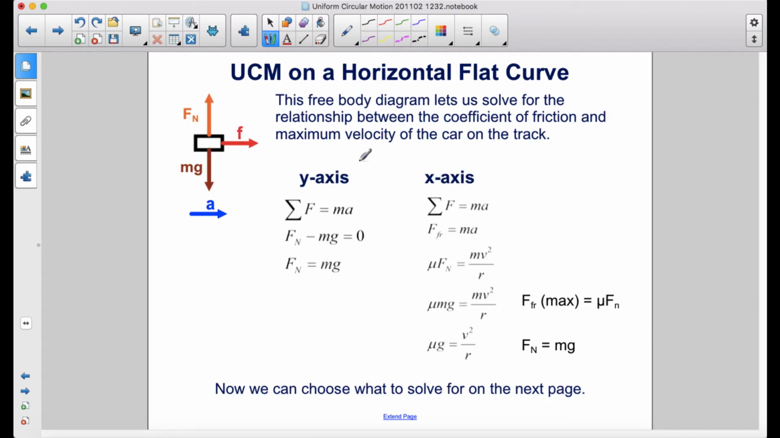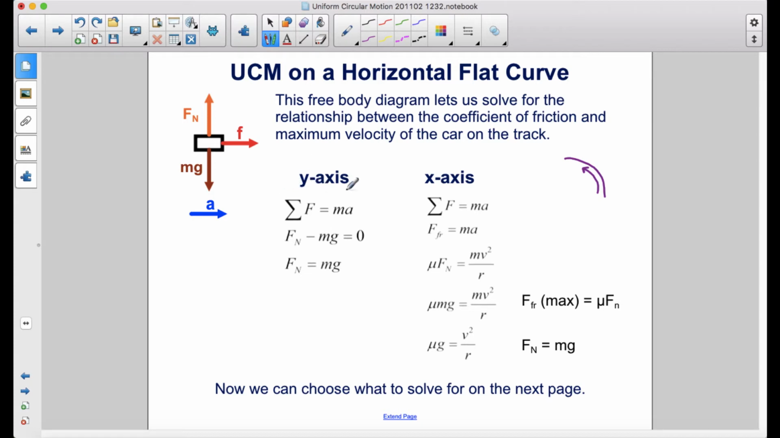This free body diagram lets us solve for the relationship between the coefficient of static friction and the maximum velocity of the car on the track. Remember, we're dealing with static friction because that's going to help our tires grip the road and be able to turn. Kinetic friction would be opposing our motion. So we're dealing with static friction here so that we don't lose traction on the road.